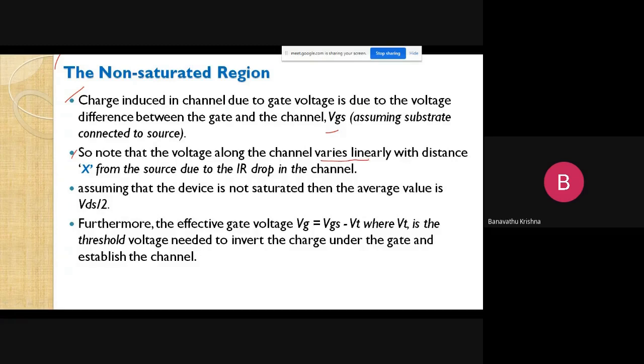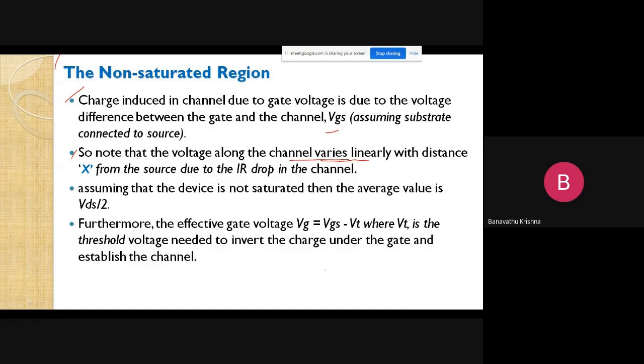The voltage varies along the channel with the distance x from the source to the drain due to the IR drop in the channel. As I told you in previous classes, there is an enhancement mode transistor action. By varying VDS, the channel length is also varying. That is, the distance x from source to drain varies due to the IR drop along the channel, and it will be linear.